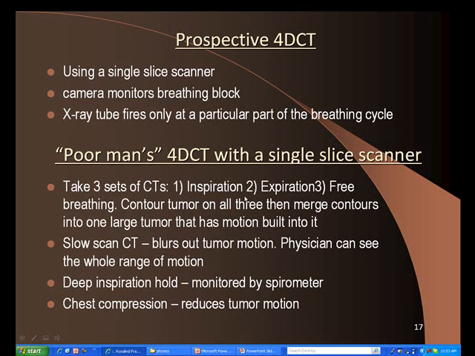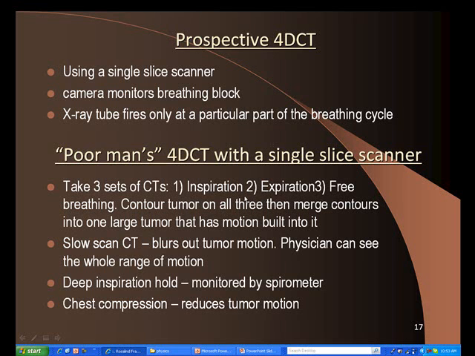All right. Poor man's CT. Say you don't have prospective or retrospective, you could still do other things. Poor man's 4D CT with a single slice scanner, you could take 3 sets of CTs, and we've done this a few times at Evanston. You could do an inspiration CT, so you tell the patient to breathe in, hold the breath. Then you tell the same patient, breathe out, hold the breath. And then you tell the patient to breathe freely. And you do 1 scan for each one of these. Then you can fuse all the scans together on the treatment planning computer.